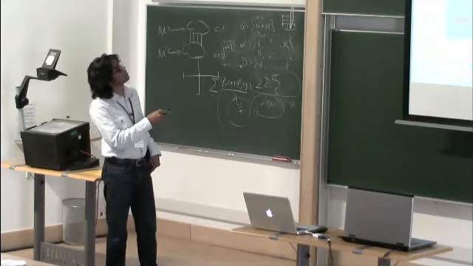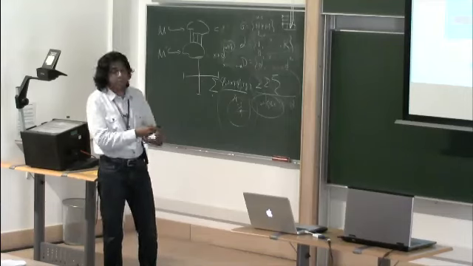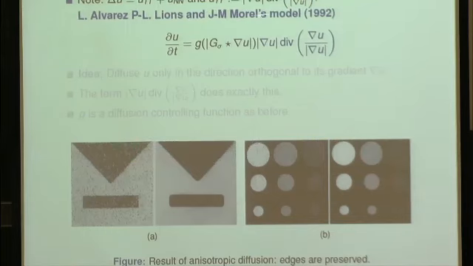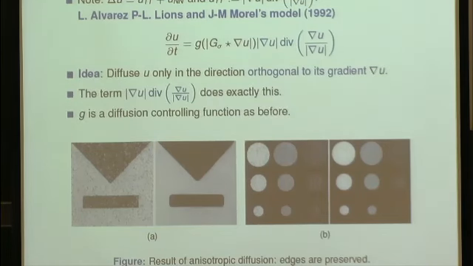Here is another idea: you have this Laplacian, and it can be decomposed into tangential and normal components, right. So, you have this tangential component here. Alvarez, Lions, Morel's model uses this idea. Here the idea is basically that you have this image, and you do not want to diffuse in this direction, because that will destroy the edges, and you want to diffuse only in the direction which is tangential to this edge. This is exactly what they do, and they also use the same edge-controlling, diffusion controlling function to improve this. And the results, as you can see, are fantastic.